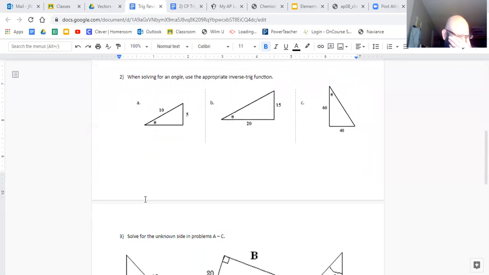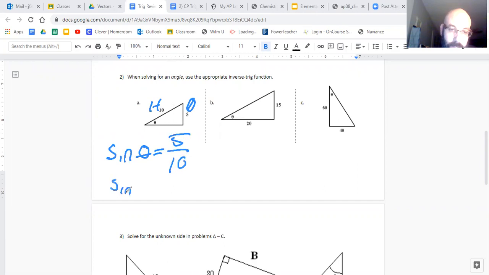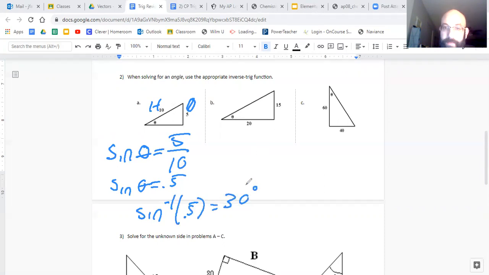All right, we'll look at number two. The only difference here is same idea, but we're actually looking for the angle instead. So if we look at this first one right here, we don't know what theta is, but we do know that this is a hypotenuse, and we know this is the opposite side. So opposite and hypotenuse is sine, so sine theta equals opposite over hypotenuse. Sine theta equals 0.5. So then we don't know what the angle is, so we actually use the inverse. So the inverse sine of 0.5, and that's 30 degrees.